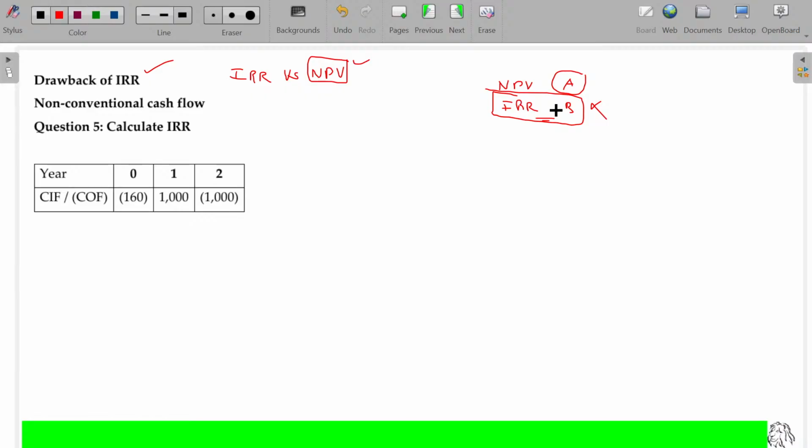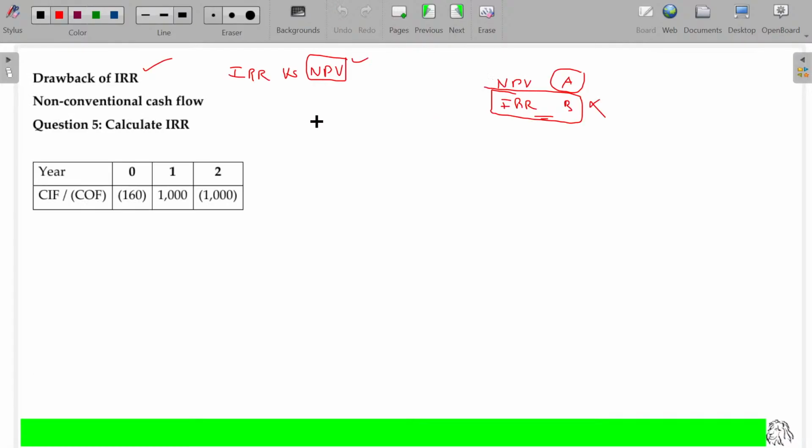What drawbacks do we have? If the cash flow is not a conventional model. What is conventional? Initially you invest, and every year end you get the cash inflow. So one-time investment, and year after year you get inflows, in that case IRR will give a good answer. In some cases, if those cash flow models are not there, that is called non-conventional cash flow, then we will have trouble.